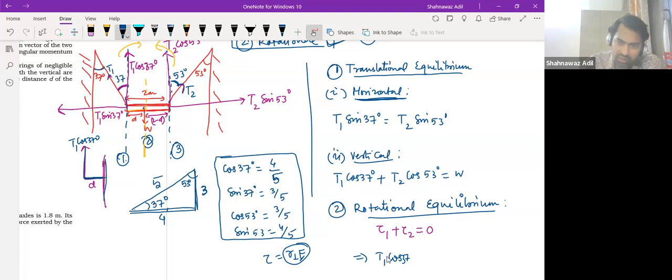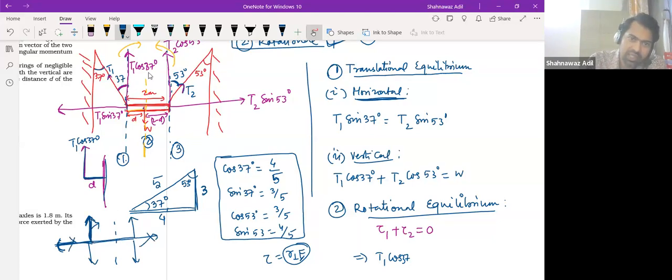Sir, can it be T1 sine 37? No, no, no. This is perpendicular to the axis of rotation, so this will not create the rotation, right? So let's say this is your thing and this is your axis of rotation. Only this force will provide torque. This will not provide the rotation effect, right? This force will provide the rotation effect. So only the parallel force will provide the rotational effect, right? This one will not provide, only this one.